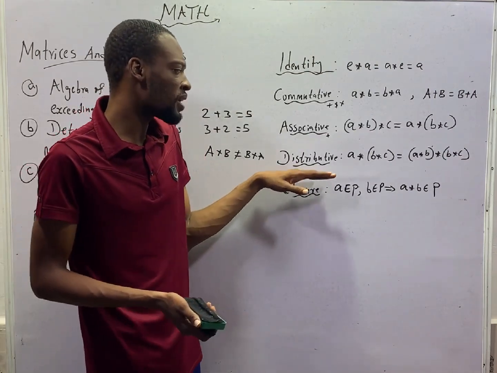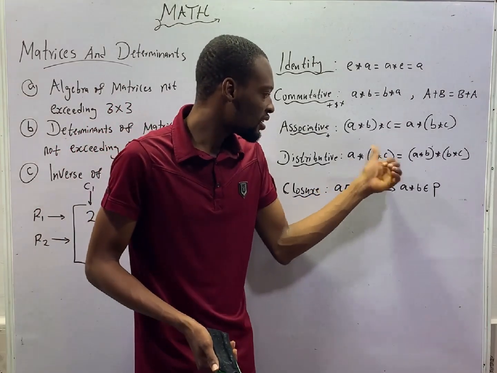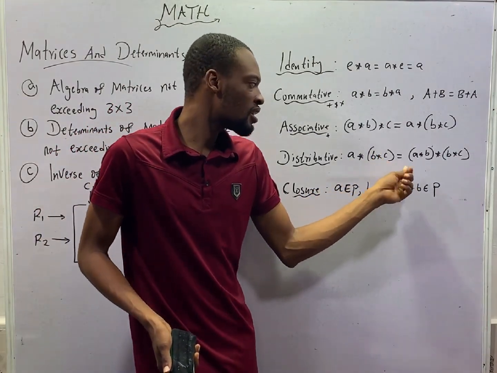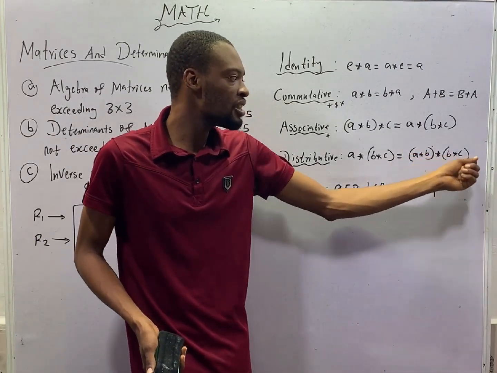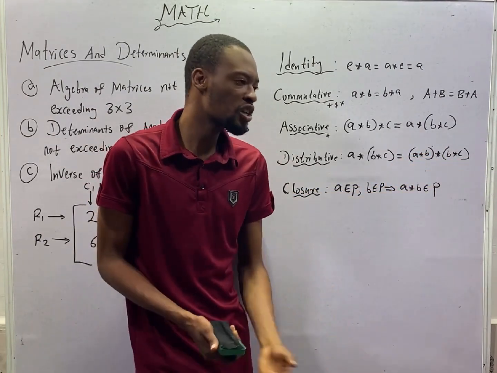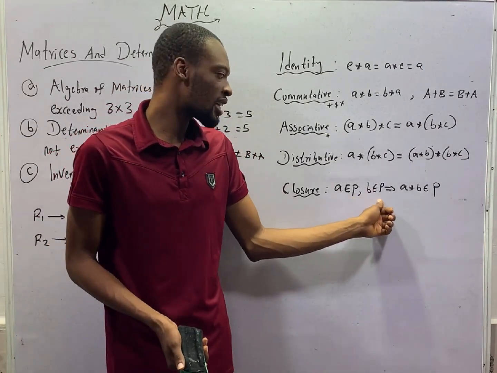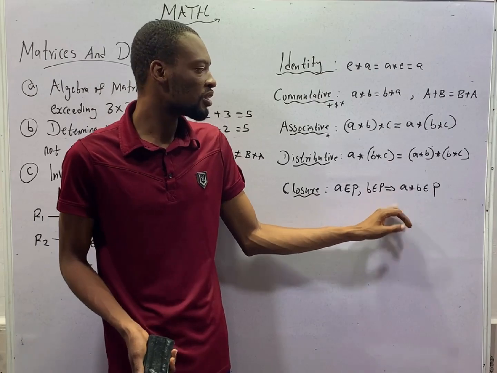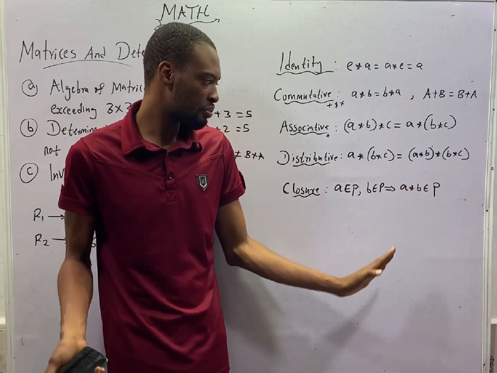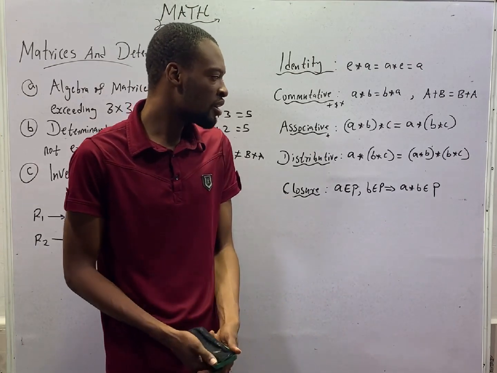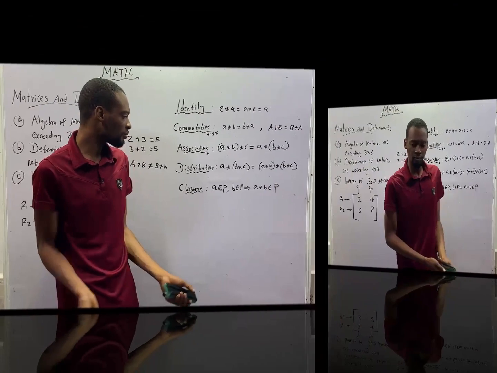Now, the distributive property of binary operation. If you have A star, then B star C in brackets, this should be the same thing as A star B first, then star A star C. Then the closure property. If A is an element of P and B is an element of P, in conclusion, A operation B is an element of P. It is closed over P.